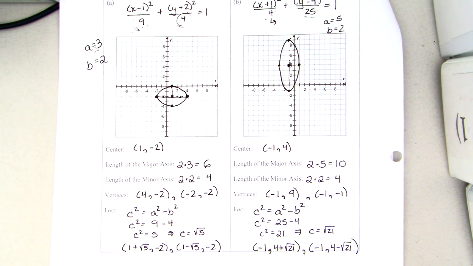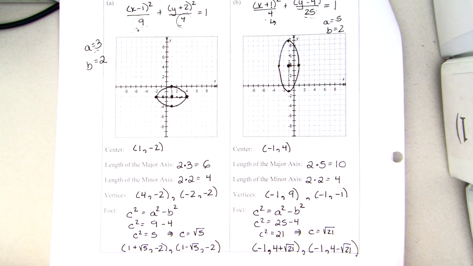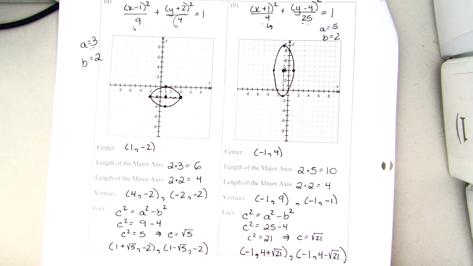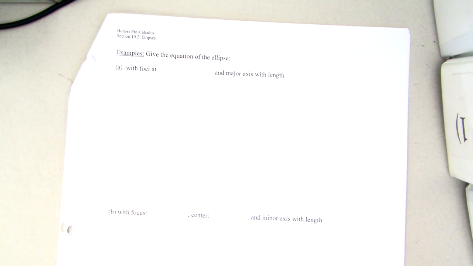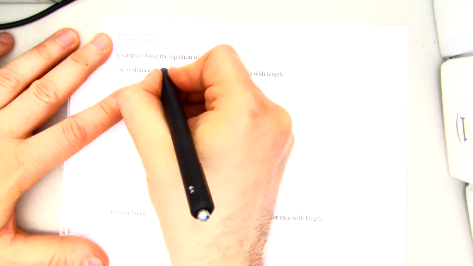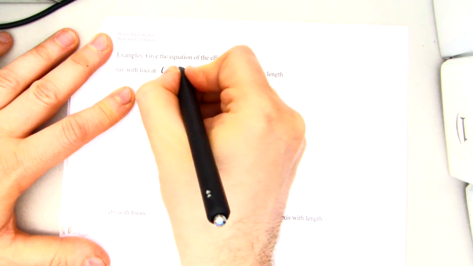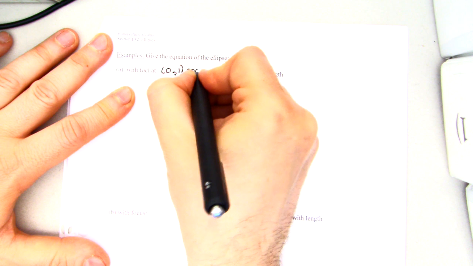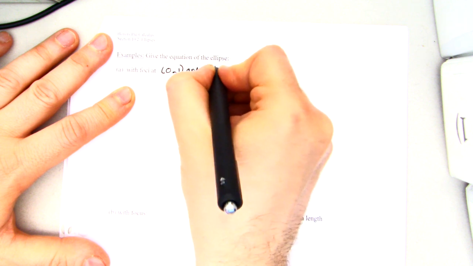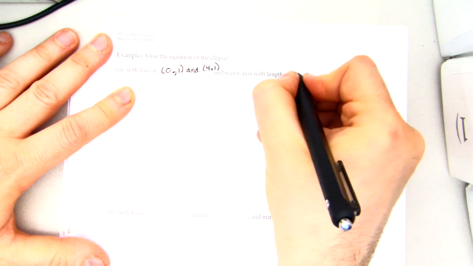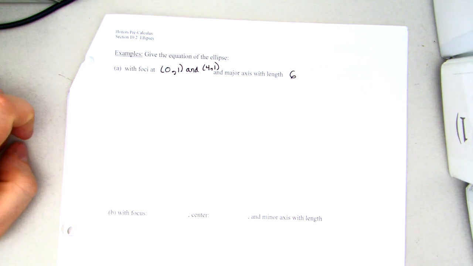So this is the graphing piece. Next thing we need to do is, if I give you information, we need to be able to write the equation of the ellipse. We're going to take a look at 2 of those. On the next page, I want to write the equation of the ellipse with foci at (0, 1) and (4, 1), and a major axis with a length of 6.